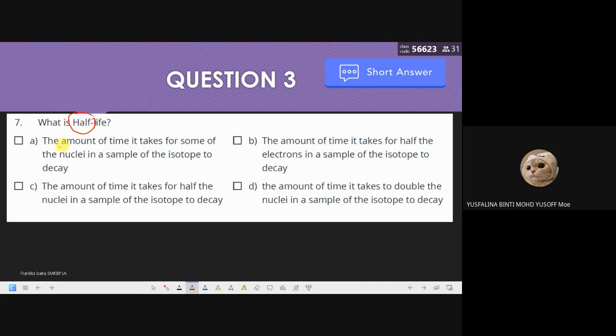Okay, so the answer should be C. It's not about the electrons. We didn't divide the electron. We usually divide the mass or the nuclei. The nucleus, right? Not the electron. Okay, so the answer should be C.